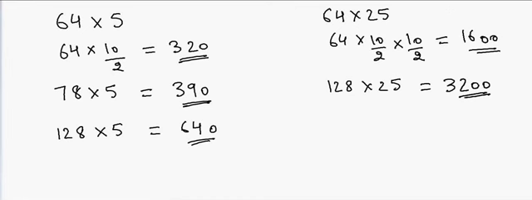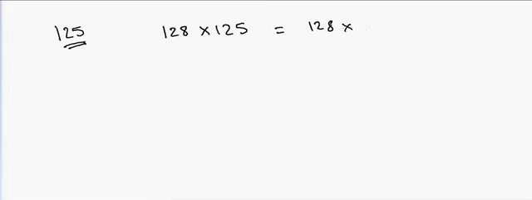Again, let's go to one more trick. If we have to multiply by 125, how do I multiply by 125? I'll take an example. 128 I want to multiply by 125, then that can be written as 128 into 10 by 2 into 10 by 2 into 10 by 2. So we have to divide 128 by 2 three times, or we can divide it by 8.